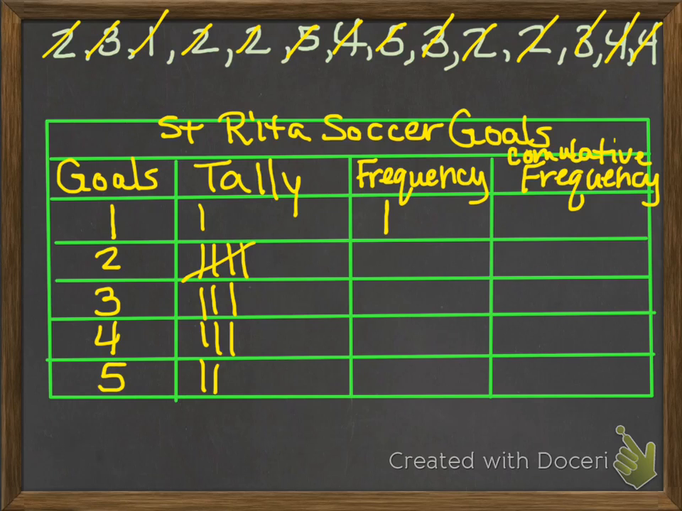For frequency, I'm going to count up my tally marks. So I've got 1, 5, 3, 3, and 2. Now I can easily see that the score that St. Rita most often got, the number of goals that St. Rita most often got, was 2. There was a frequency of 5. The goals that they least likely got were 1 goal, frequency of only 1.